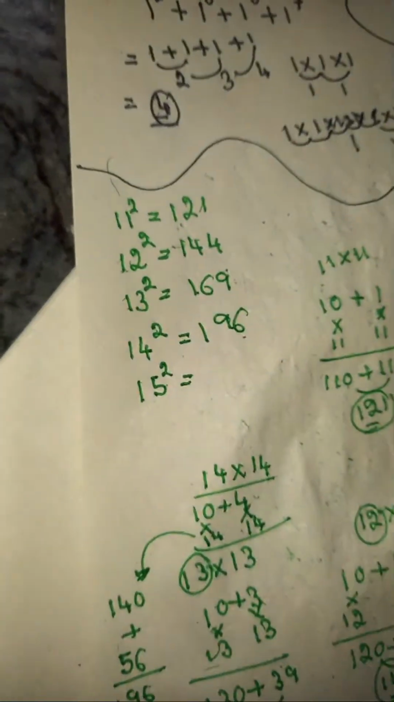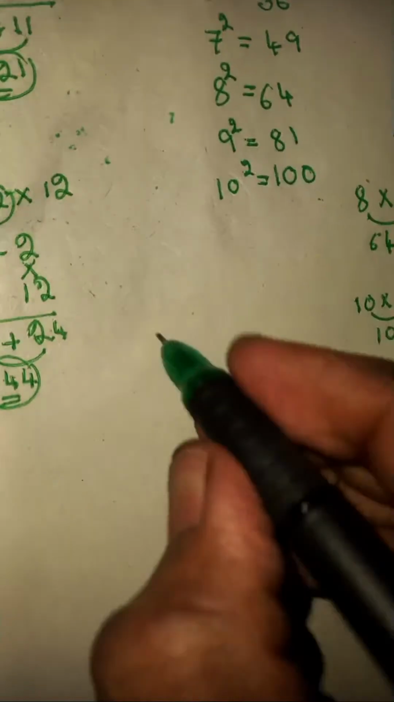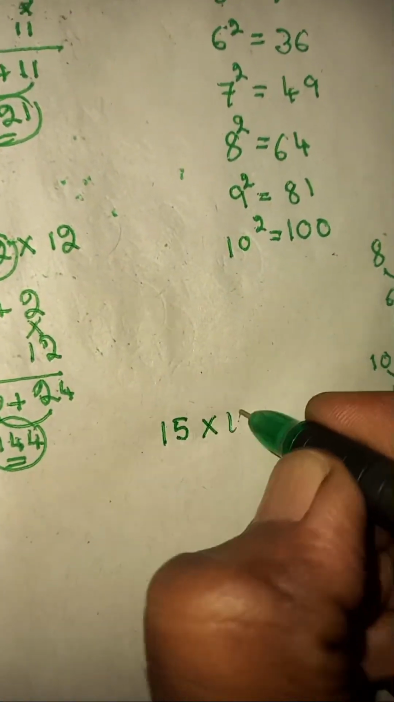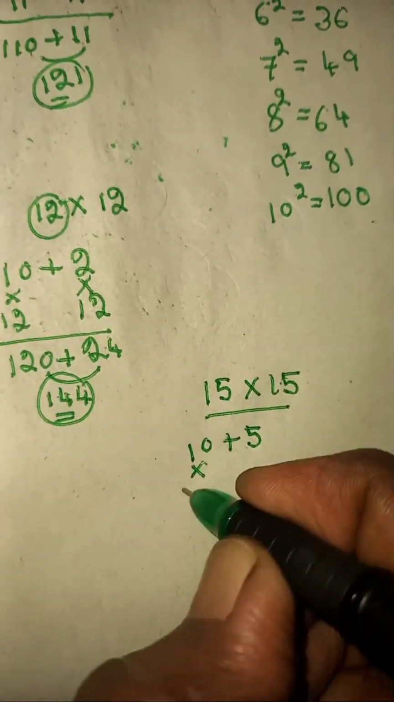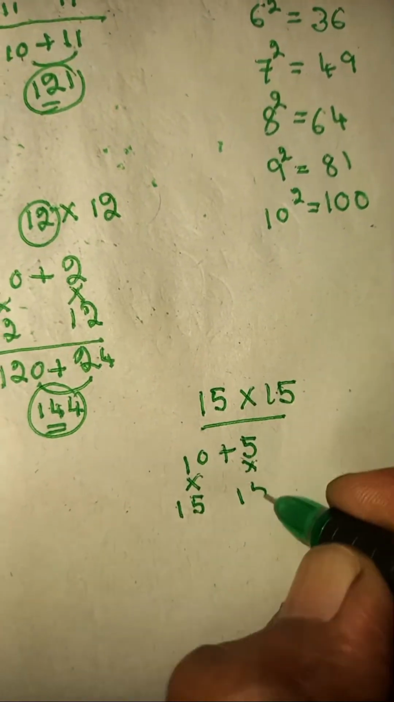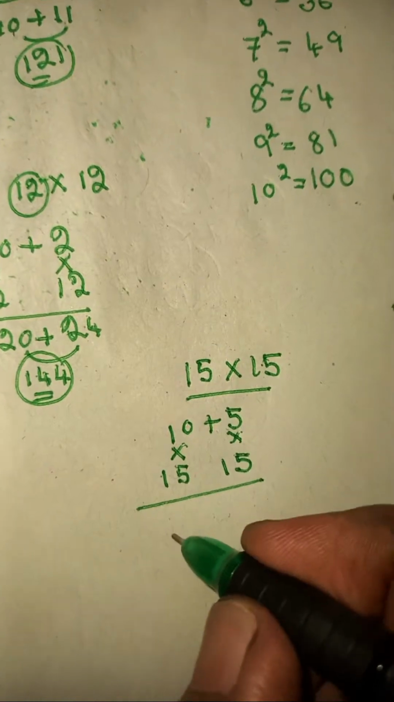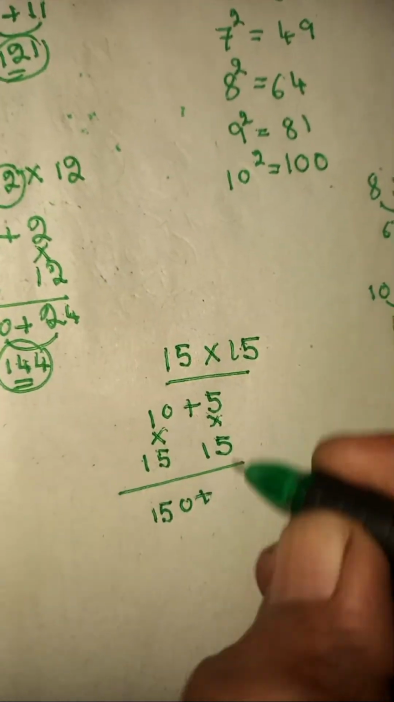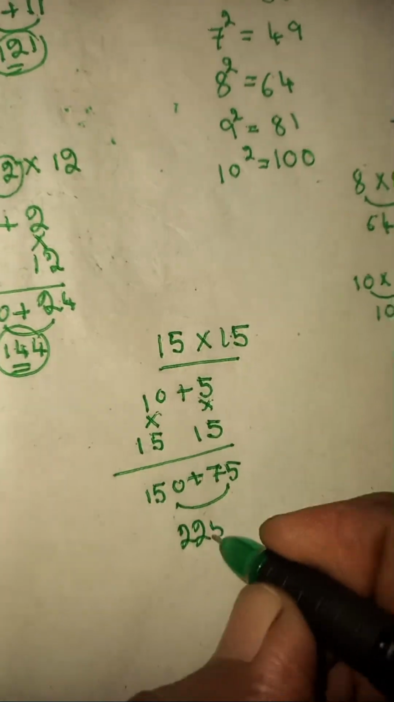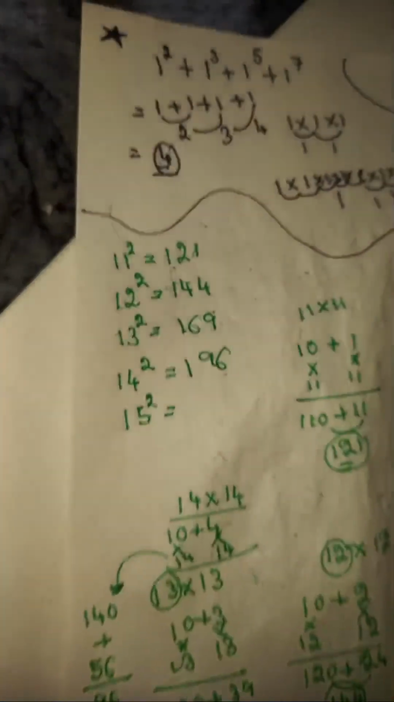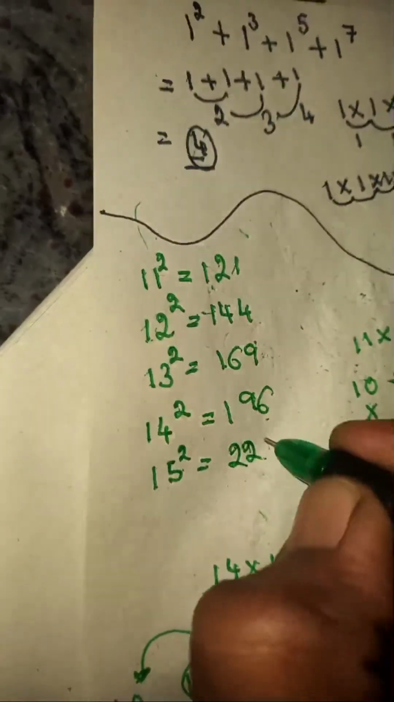15 square. 15 square you can write as 15 times 15. 15 you can write as 10 plus 5. Here also multiply with 15. 15 times 10 is 150. 15 times 5 is 75. When you add it, it is 225. Now you're going to get this as 225.